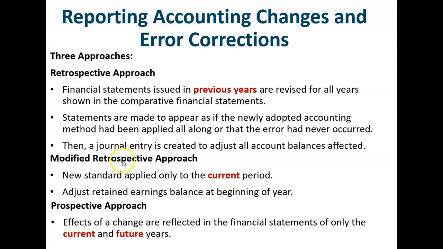The modified retrospective approach will apply a new standard only to the current period and will adjust the retained earnings at the beginning of the year for the cumulative effect. The prospective approach shows the effects of changes reflected in the financial statements of only the current and future years. Now let's look at each type of accounting change one at a time, focusing on the selective application of these approaches.